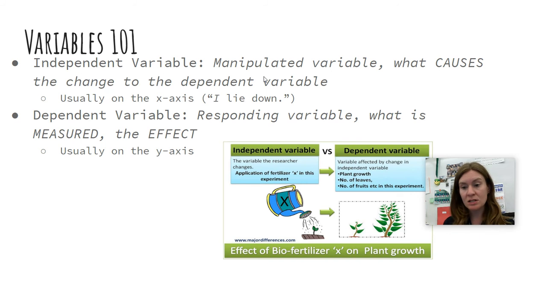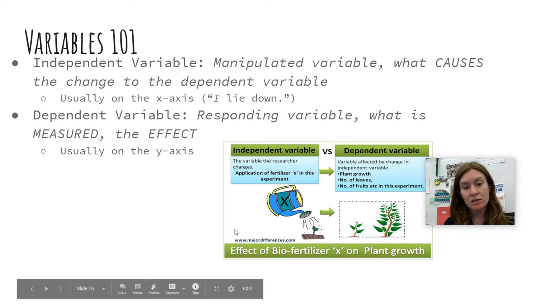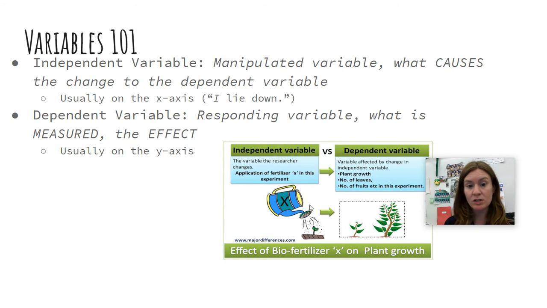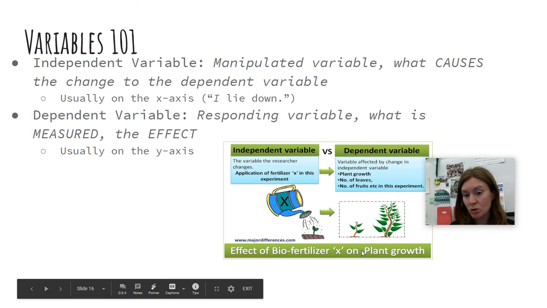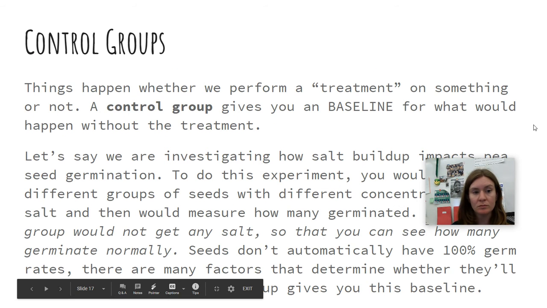So in this case, in this study that's on the screen right now, you're looking at the effect of a biofertilizer on plant growth. So fertilizer is causing the change to plant growth. Therefore, fertilizer is the independent variable, and the dependent variable, what you're measuring and what's responding to the fertilizer, is plant growth. So you can measure it, and that one didn't grow so well.